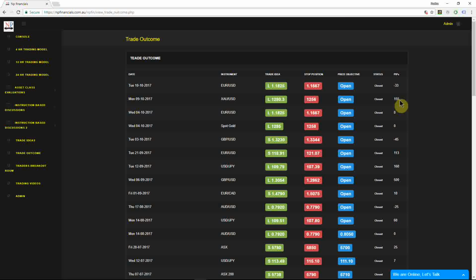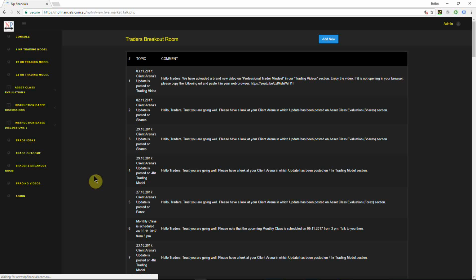So the gold, we got 155 pips in our last trade. Euro we lost 33, in sterling we lost 45, but in euro we gained 113 pips. With a standard lot, this is 1130 dollars. Yen we gained 160 pips, and sterling a massive profit of 500, and with the standard lot it is $5,000. So you can see how the losses are minimum but the profits are actually maximized. That's what we are discussing now. And in the traders breakout room, I always post what we do from time to time, like I posted the video on this one here, and the videos are here.